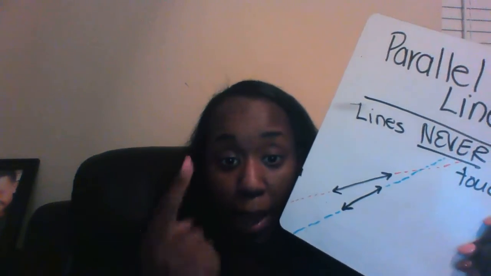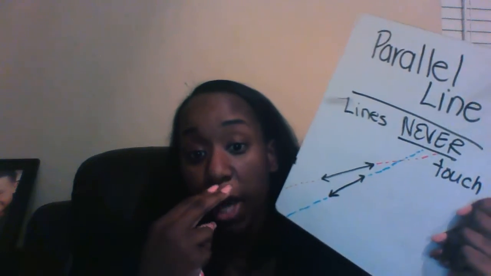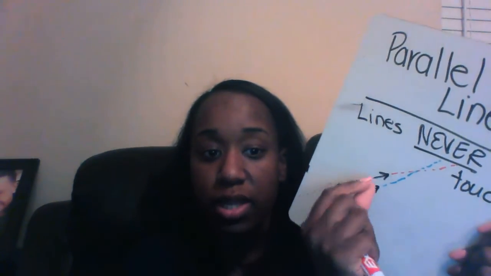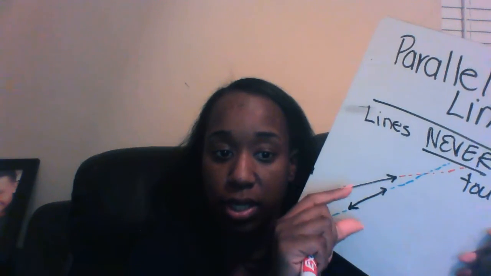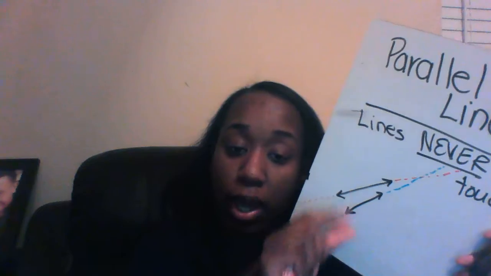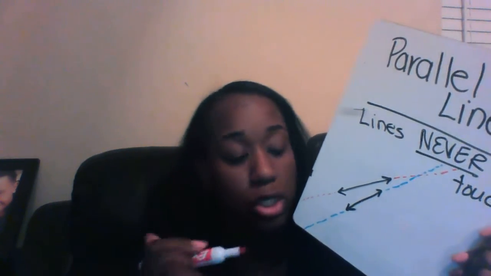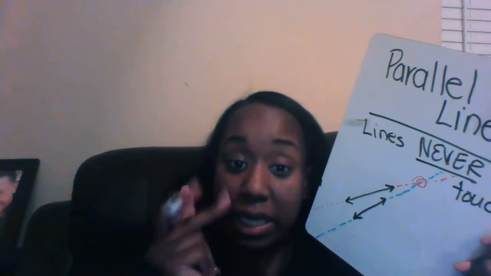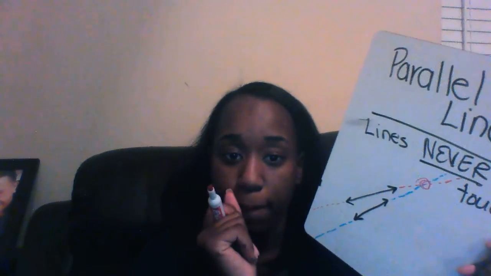It may not be on your paper. It may not be something that you're able to physically see them touching. But these distances are not equal. Obviously, this distance here is smaller than this distance here. So eventually they will touch. The distance between them is not equal, so eventually they will touch. They are intersecting. They intersect or meet at this point, okay?